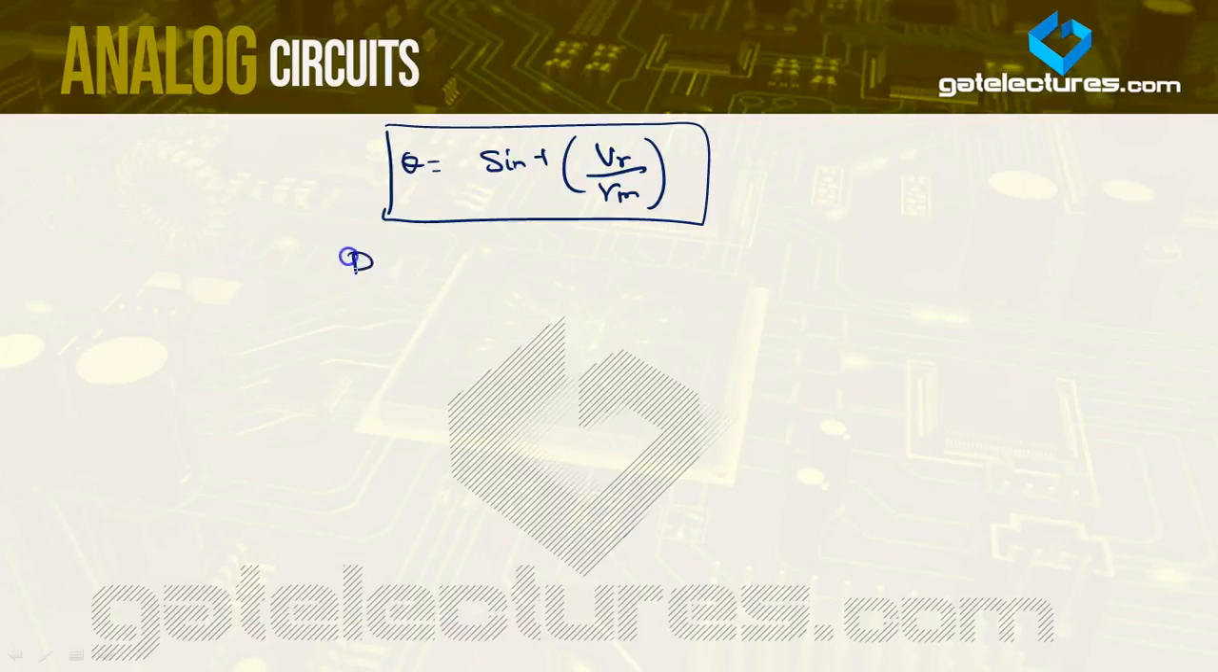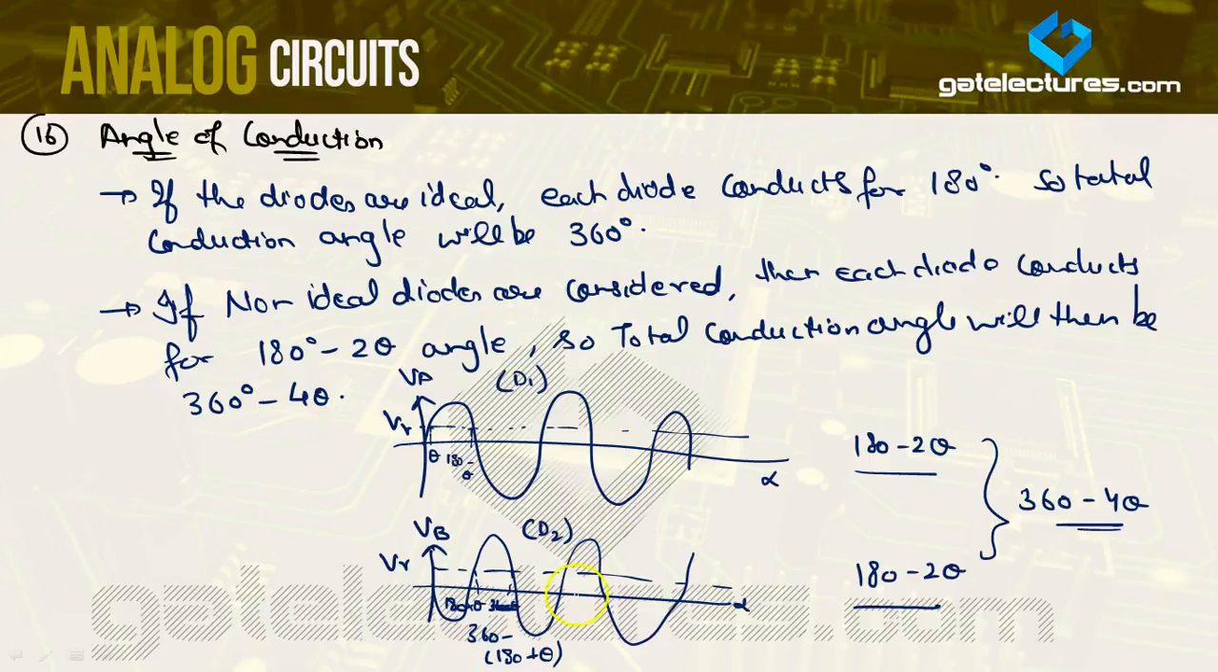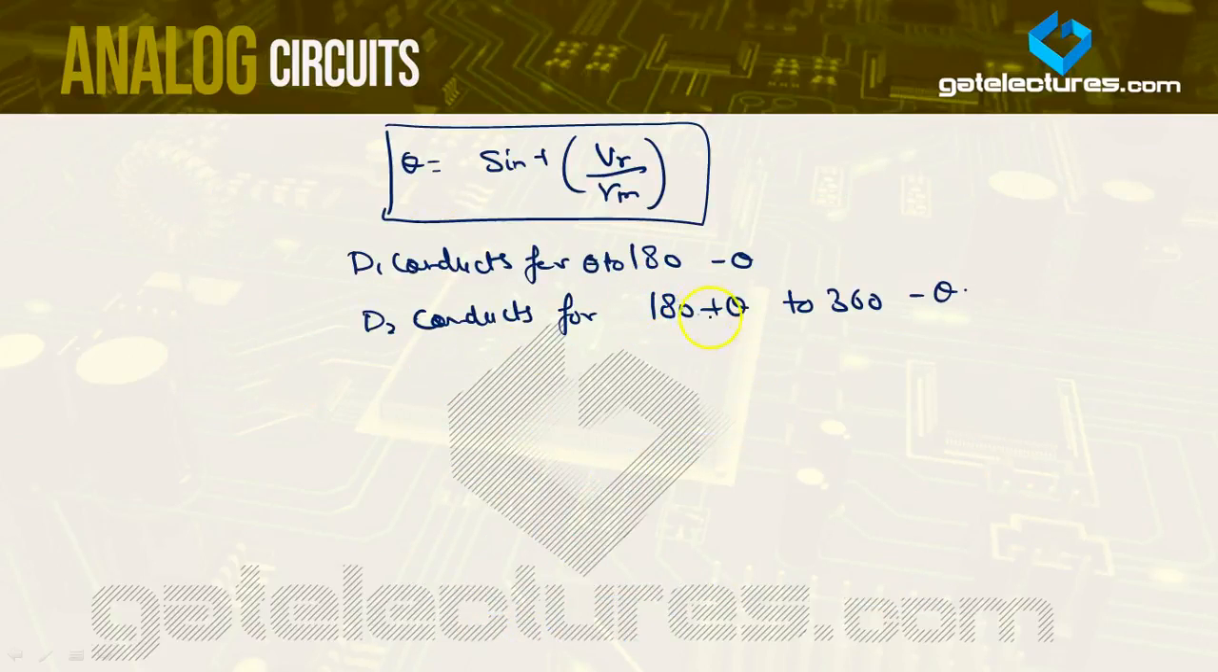So your D1 conducts from theta to 180 minus theta, and D2 conducts from 180 plus theta to 360 minus theta. Let me make a change here. This is 360 minus theta. So this is how it looks, 180 plus theta, with the total conduction angle being 360 minus 4 theta.